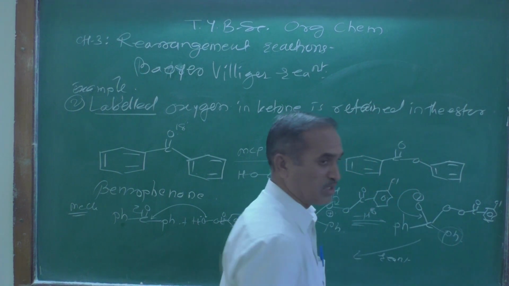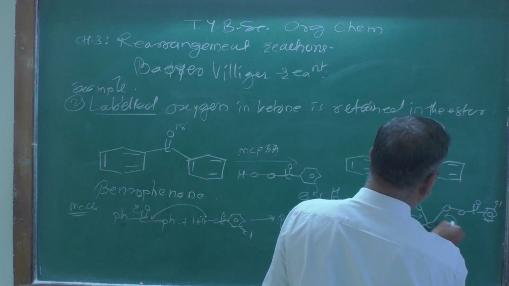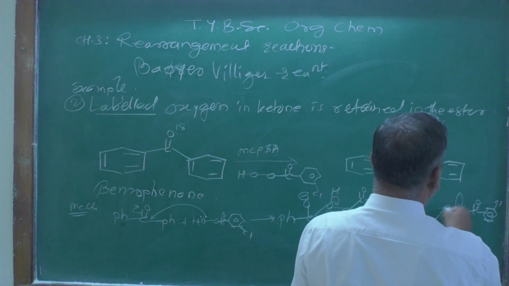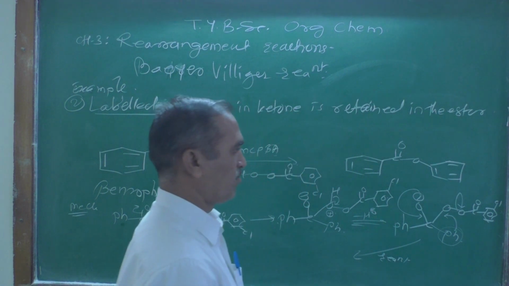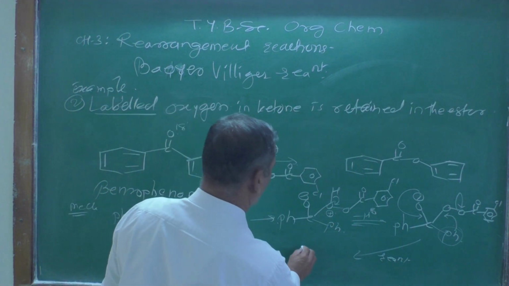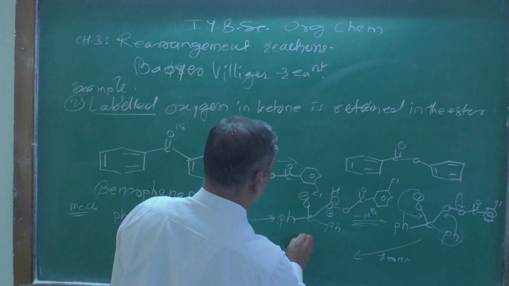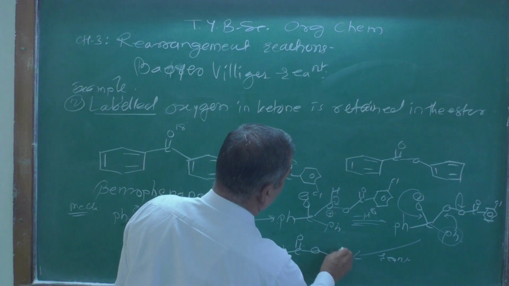Now this group is a migrating group, so it migrates from here to here, and metachlorobenzoic acid is generated over there. Now you will get over here Ph, C double bond O, and this Ph.